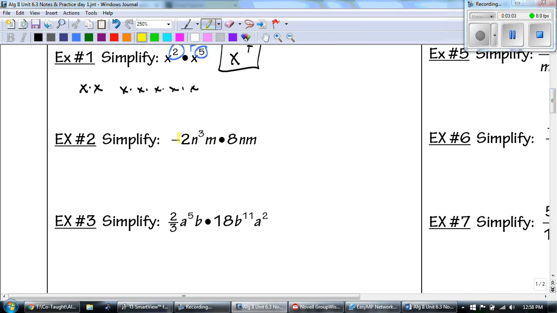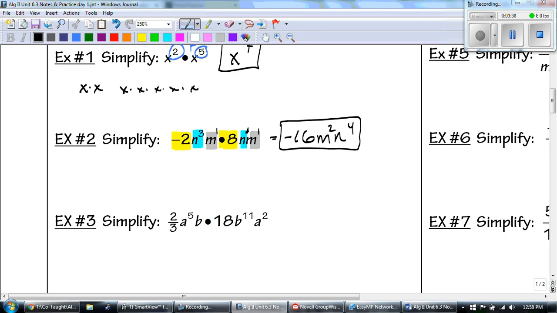Okay, so the coefficients are multiplied like normal. So negative 2 times 8 is negative 16. And then I need to find the same bases. So the n's, n to the 3rd plus n to the 1st, and the m's, m to the 1st and m to the 1st. So we go in alphabetical order. I have 1 plus 1, 2. So we have 2 m's, and then we have 4 n's. Okay, I forgot to highlight that so we know that this is my final answer.